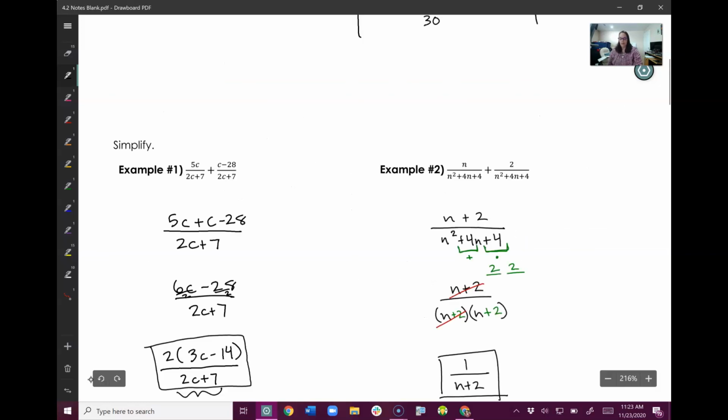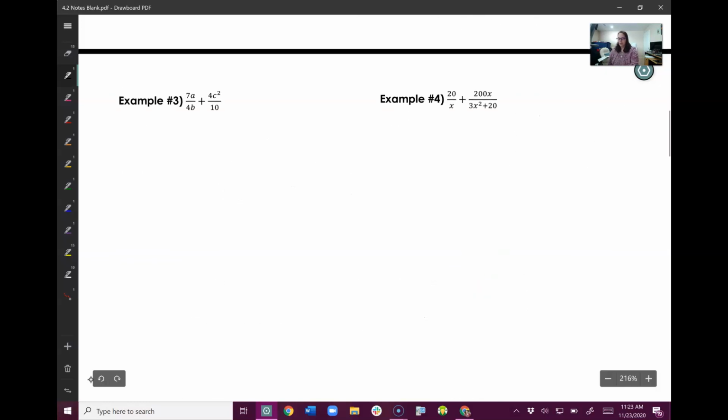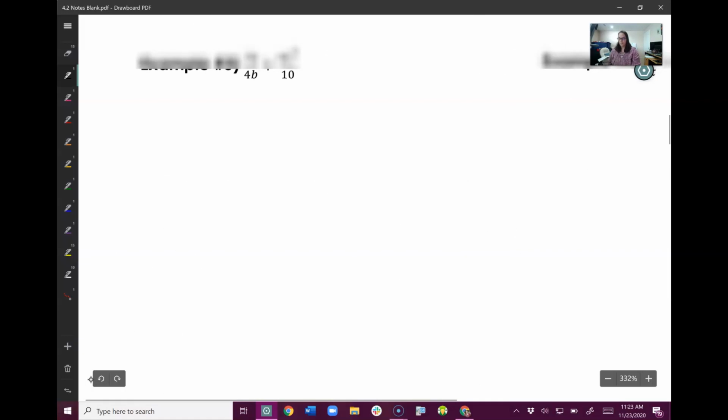So now let's apply that to rational expressions. Let's try example number 3. So I'm going to start by factoring or simplifying these denominators. So this 4 is 2 times 2, and that 10 is 2 times 5. So let's rewrite this. 7a over 2 times 2 times b plus 4c squared over 10 is 2 times 5.